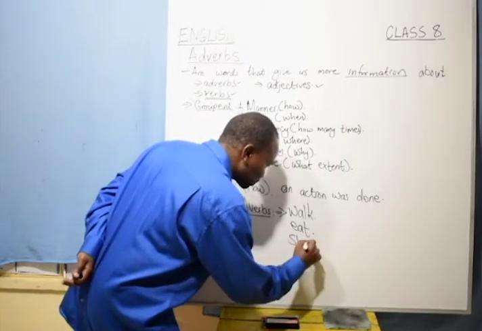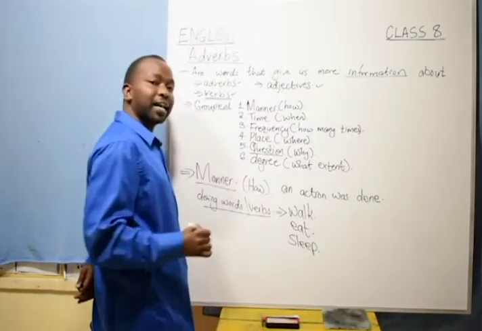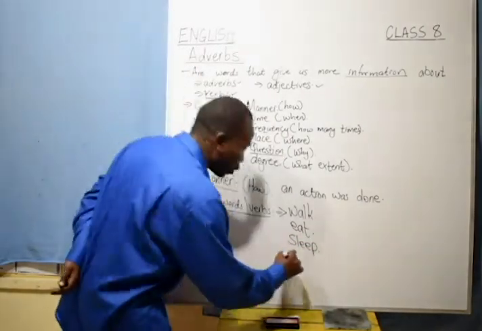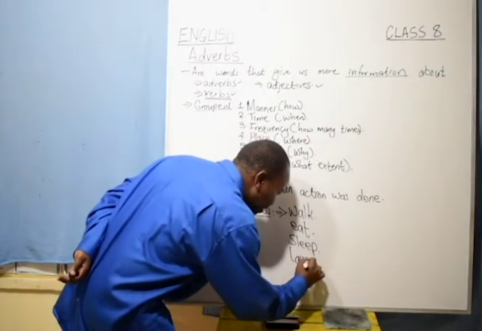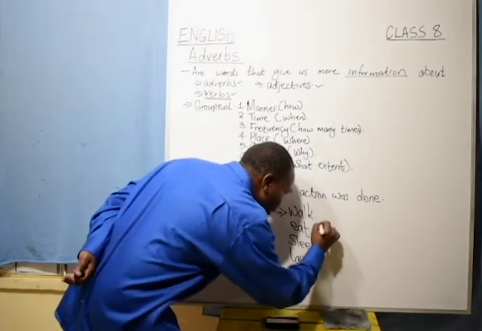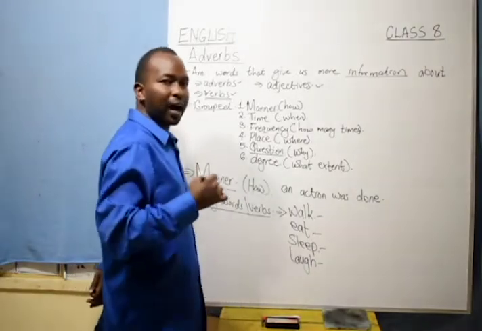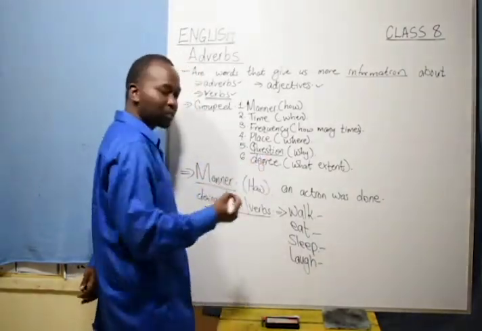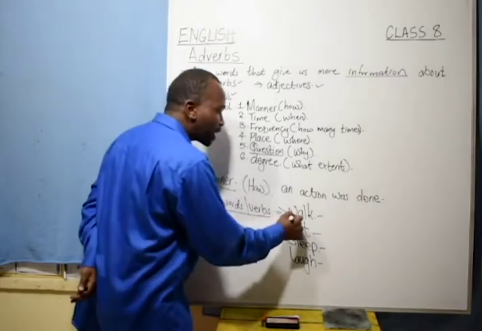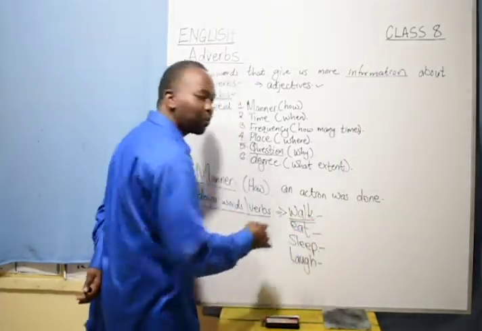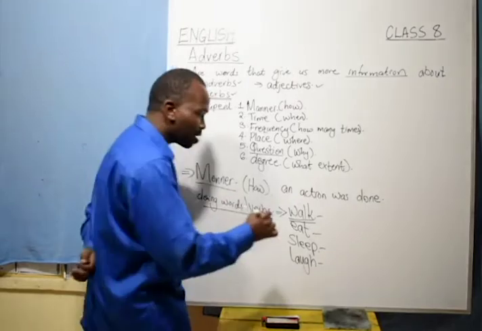Sleep. Have the word sleep. Another action word? Very good. You have the word laugh. Now, all these words are action words, and you can explain how the action was done. For example, one can walk. How can somebody walk? Very good.